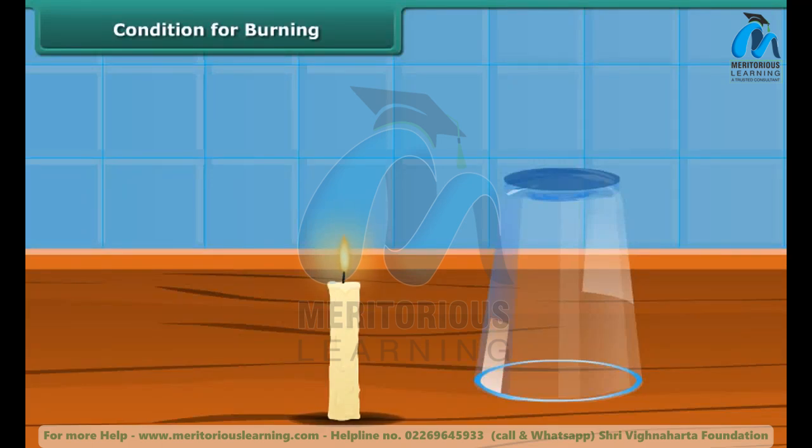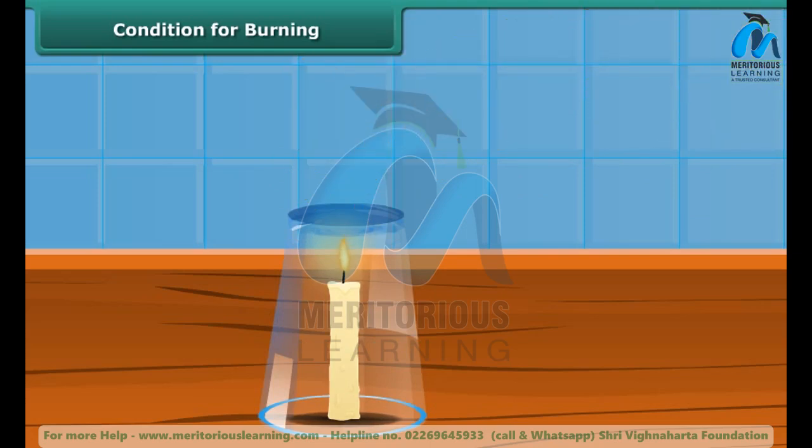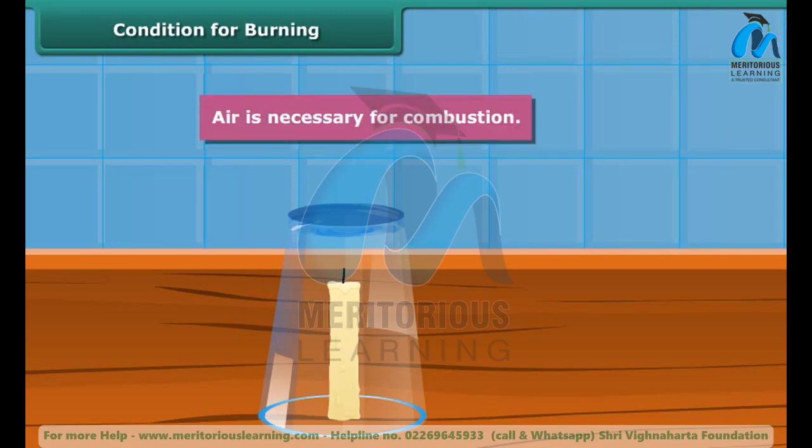Let us discuss the conditions necessary for burning. Light a candle and cover it with a glass tumbler. You will see that the candle stops burning after a while. This implies that the candle burns freely in the presence of air. Therefore, air is necessary for combustion.